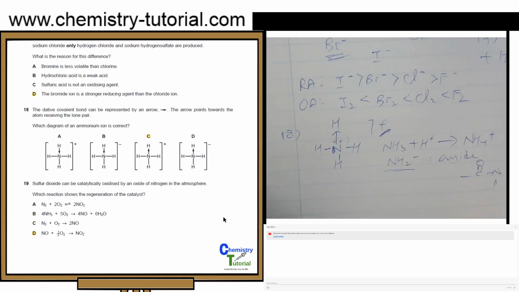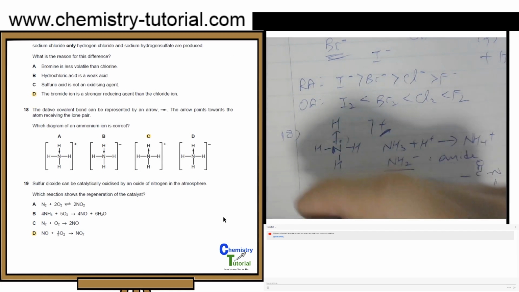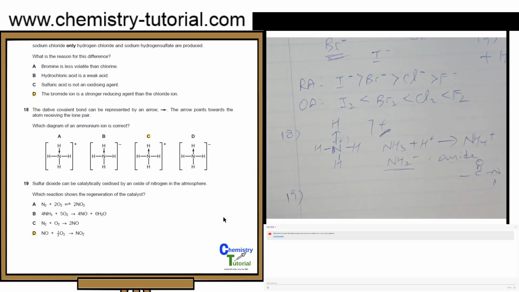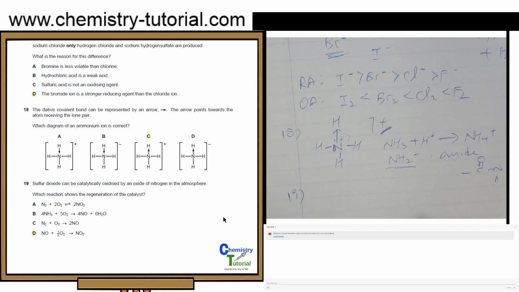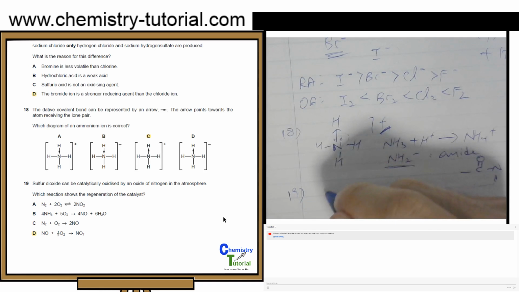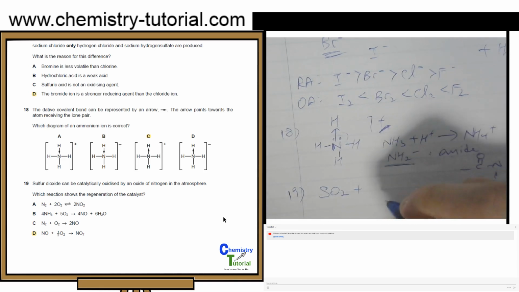For question 19, this is a little bit tricky. Sulfur dioxide can be catalytically oxidized by an oxide of nitrogen in the atmosphere. Which reaction shows the regeneration of the catalyst? Perhaps I'll just go to option D so it's easier to explain. Look at it this way. You have SO2, and in this case, this is a reducing agent.